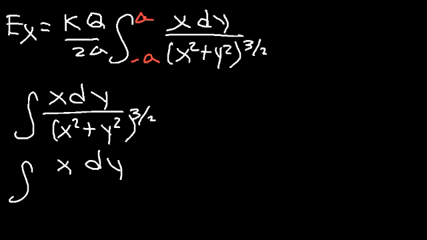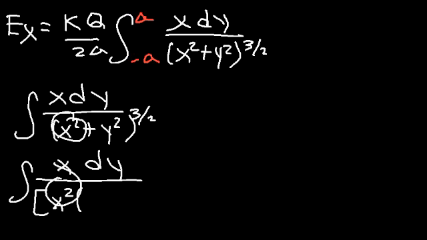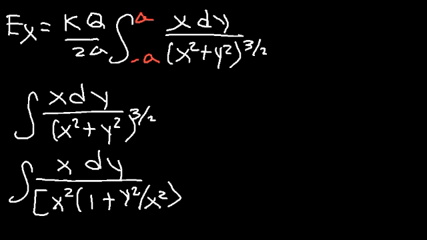So this is going to be x dy times x squared. Now if we factor out x squared to get what's inside, divide. x squared divided by x squared is equal to 1. y squared divided by x squared is what it is, y squared over x squared. As you can see, if you distribute the x squared to these two terms, you're going to get x squared plus y squared again. Now on the outside of the brackets, not the parentheses, we still have the exponent 3/2.